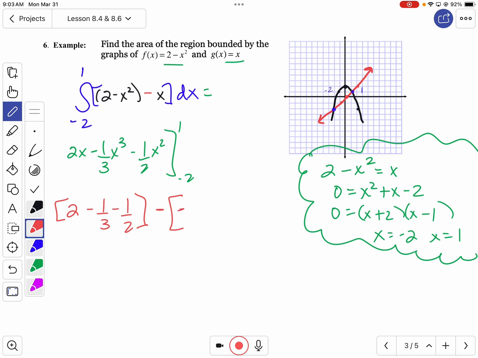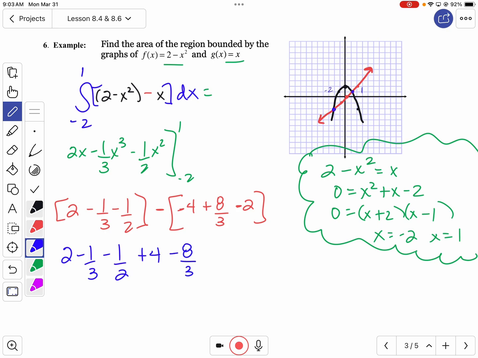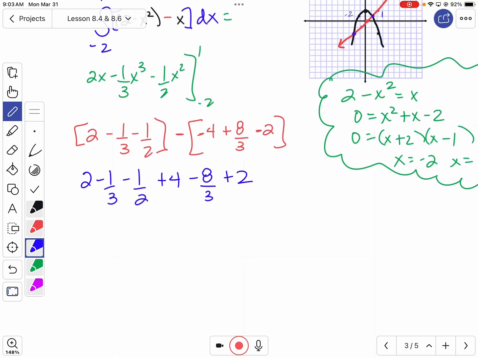2 times -2 would give me a -4. -2 cubed would be a -8, so that would be plus 8/3. -2 squared would be a +4, which would give me a -2, right? We have to remember to distribute that negative to that second parenthesis, so I'm just going to keep all of my terms. 2 minus 1/3 minus 1/2 plus 4 minus 8/3 plus 2. And I do that on purpose just to help me collect like things.